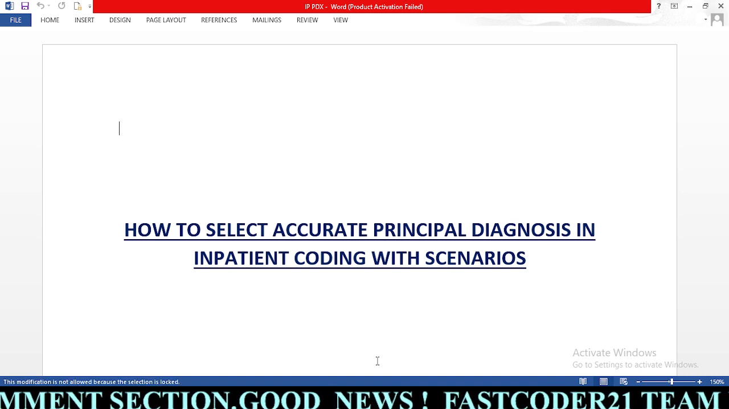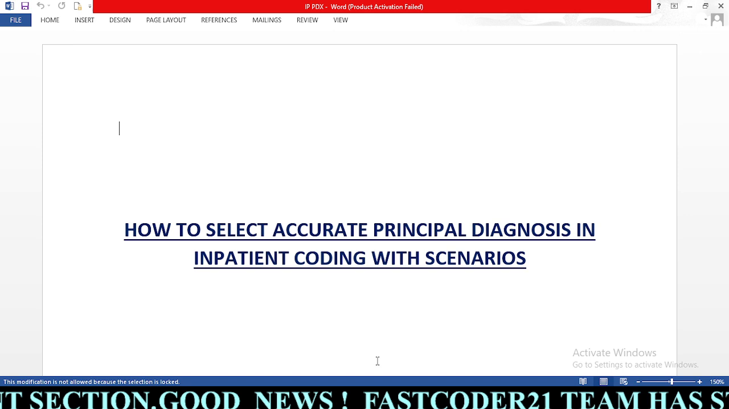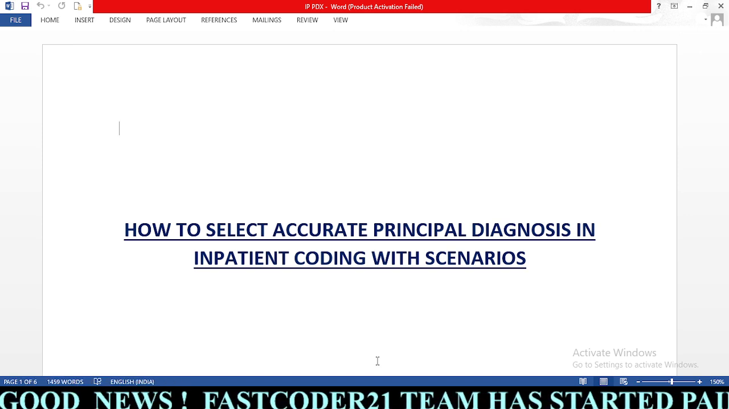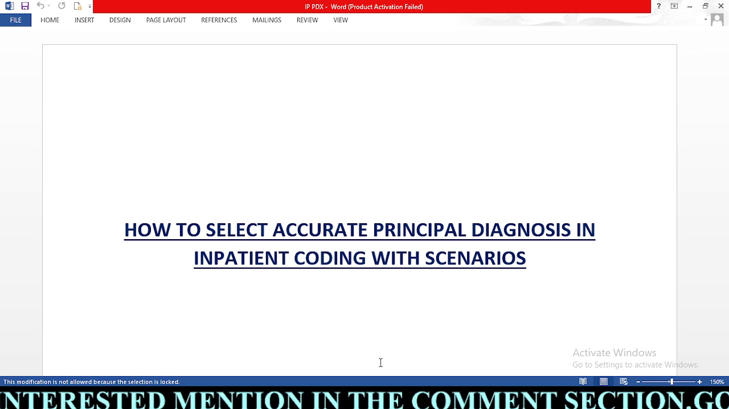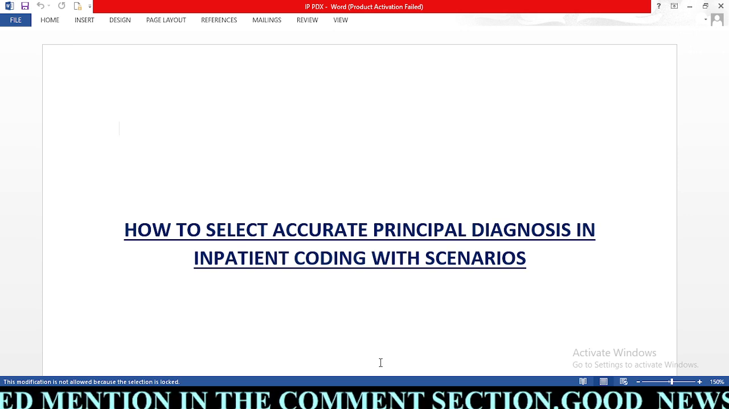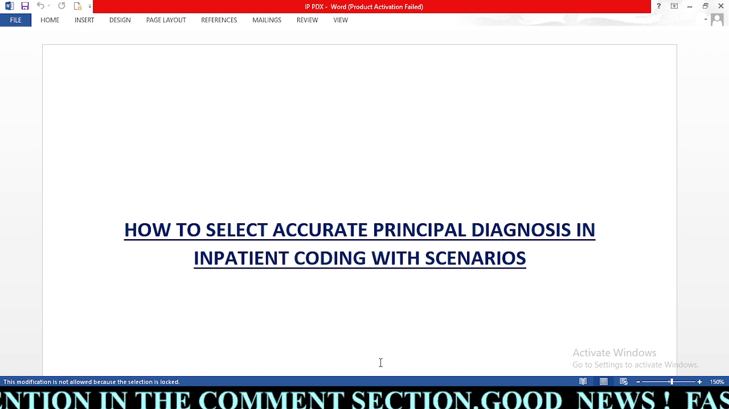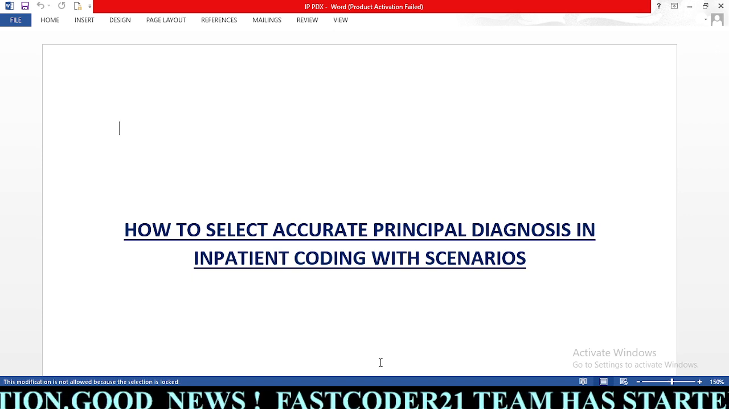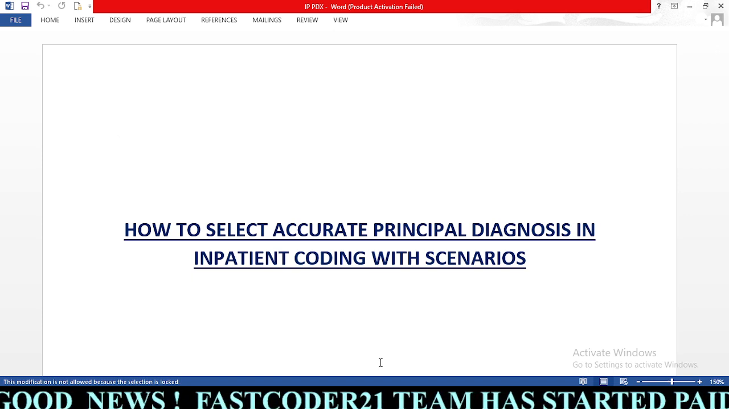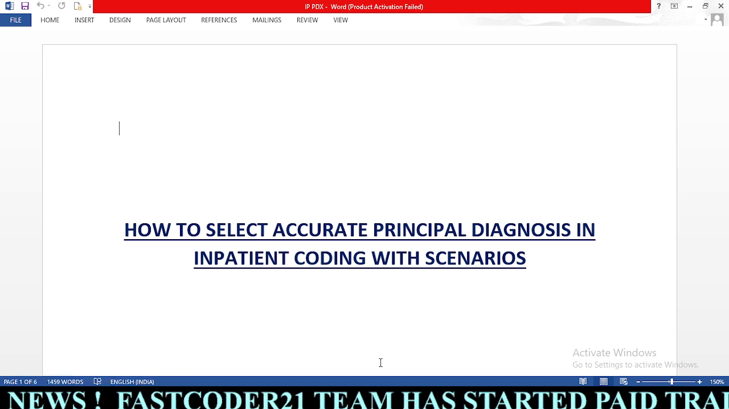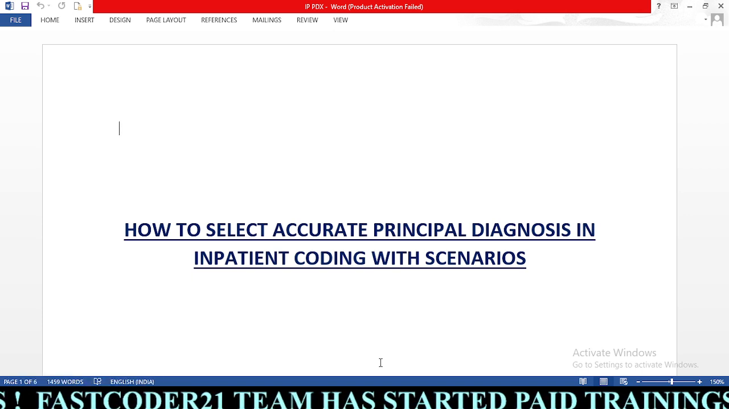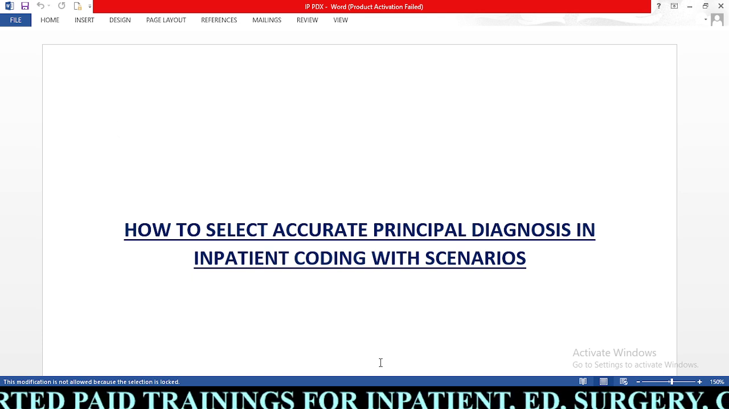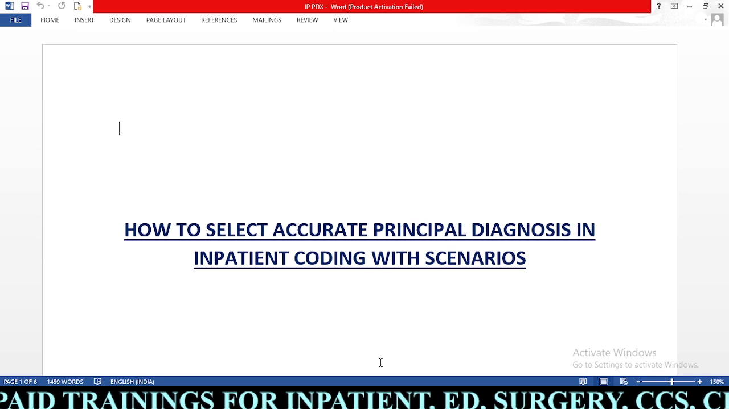In today's session, we are going to learn how to select accurate principal diagnosis in inpatient coding with scenarios. As all of us know, in inpatient coding, principal diagnosis is the most important step while coding the inpatient records. In this session, we are going to learn all ICD-10 2023 guidelines along with few example scenarios related to selection of principal diagnosis in inpatient setting.